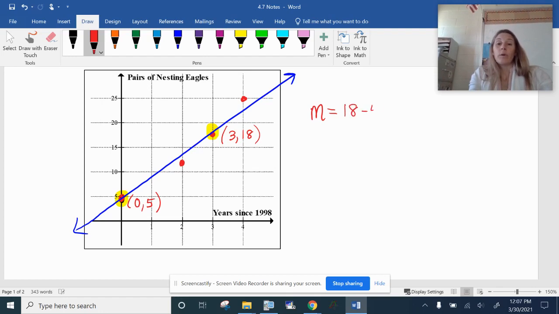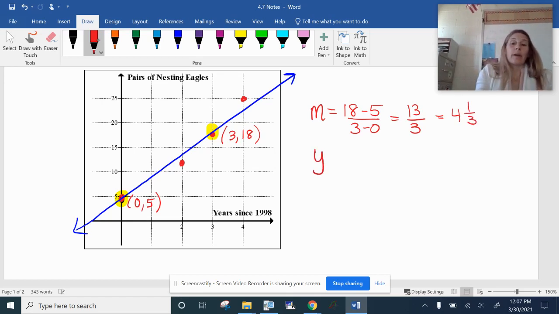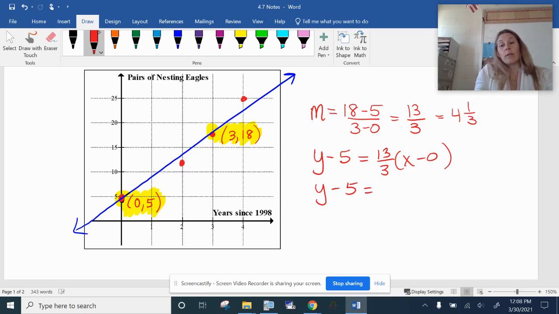So I'm going to use my slope formula, 18 minus 5 over 3 minus 0, and I'm going to get 13 over 3, which equals 4 1/3. So now when I go to write my equation in point slope form, this is why I like to use my intercept as one of my points whenever I can, because when I do y minus 5 equals 13 over 3 times x minus 0, it just makes it a little bit easier for me. So now I have 13 over 3x, and then I'm going to move my 5 over to the other side, making it a plus 5.